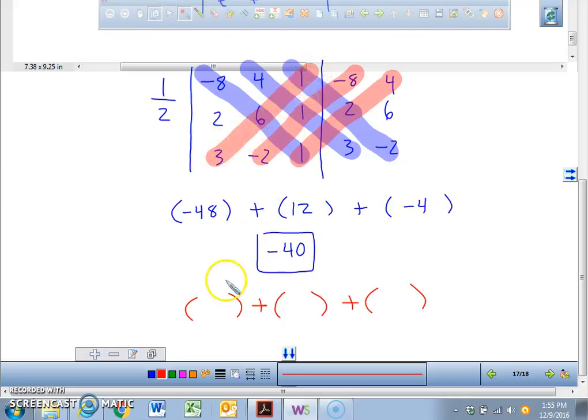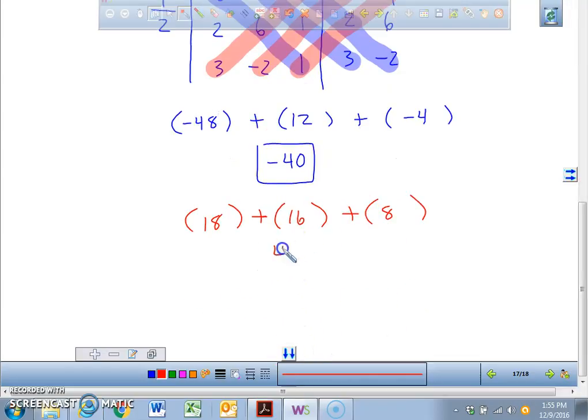We've got 3 times 6 times 1, 18, -2 times 1 times -8, 16, 1 times 2 times 4, 8. These are all positive, that's nice. Okay. So we've got 18 plus 16, that's 34. 34 plus 8, yeah, 42. Now, what are we going to do? We got to take the first one and do what with it? Take away the second one. So we have -40 minus 42.